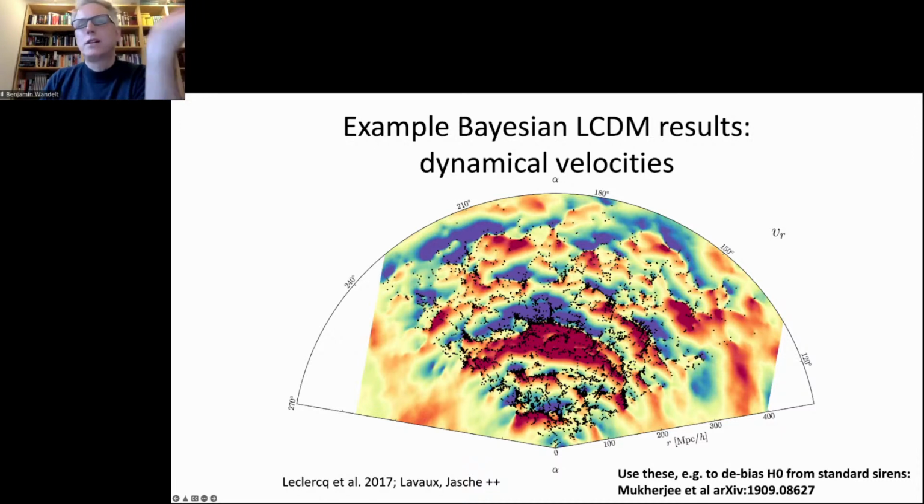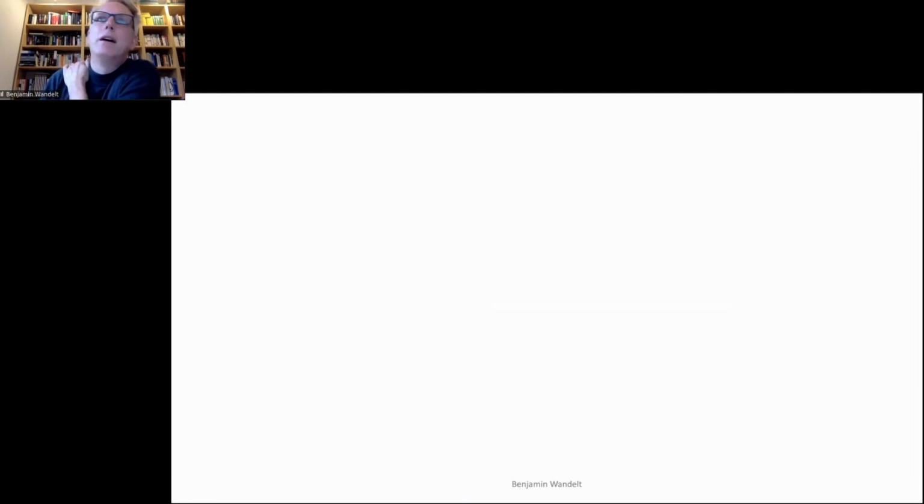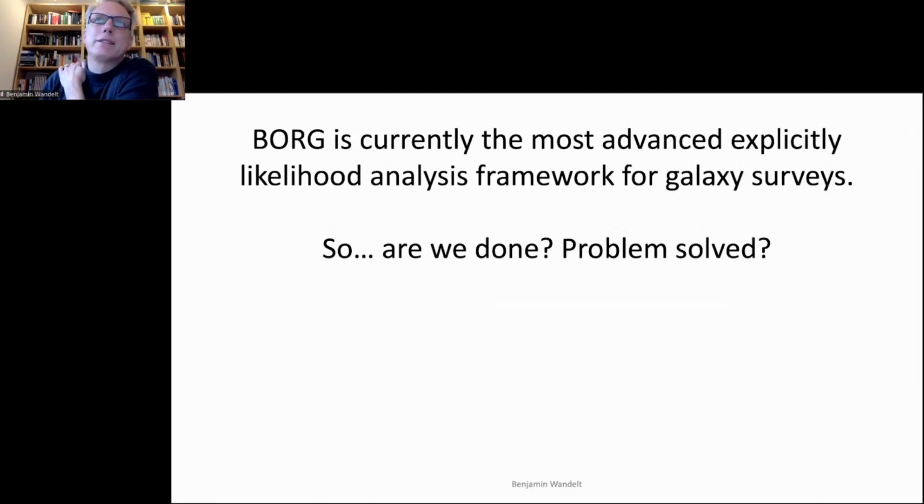Okay, these can then be used in other contexts. For gravitational waves, for example, we can debias H0 because we have this gravitational wave distribution. We have these velocity fields that we can reconstruct. Okay, so that's currently the most advanced explicit likelihood analysis framework for galaxy surveys. So is this it? Are we done? Can I stop talking now?